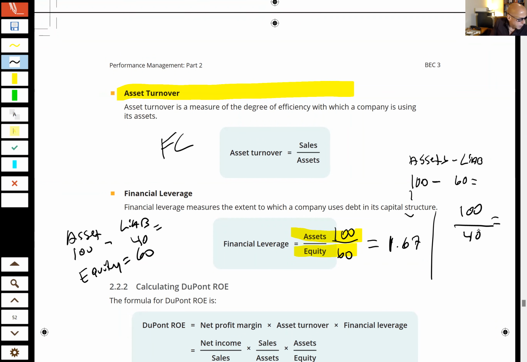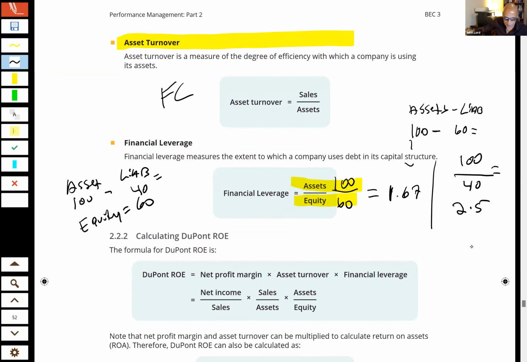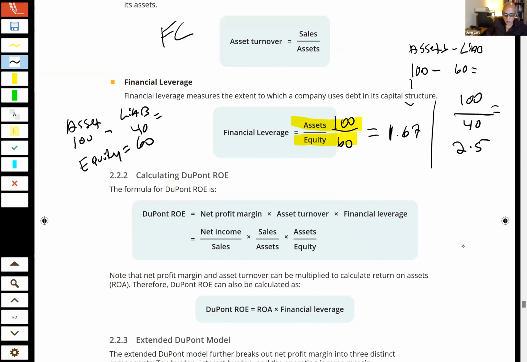And now I come up with something like 2.5. So this entity increased its leverage by taking on more debt. Okay, and we kind of talked about that last time. Okay, good. Now you come over and you take a look at what the DuPont formula does here.